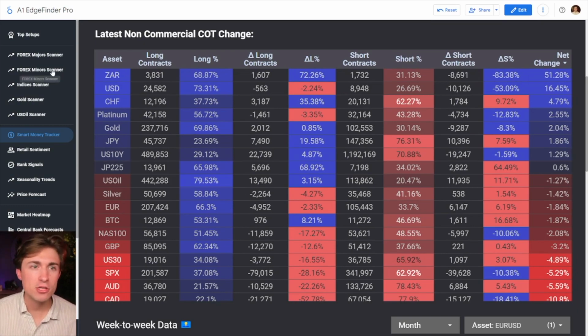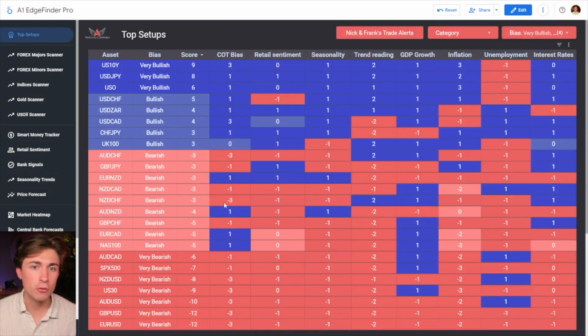How does that position us? Well, let's take a look at what the algorithm has for us in terms of setups for the week ahead.